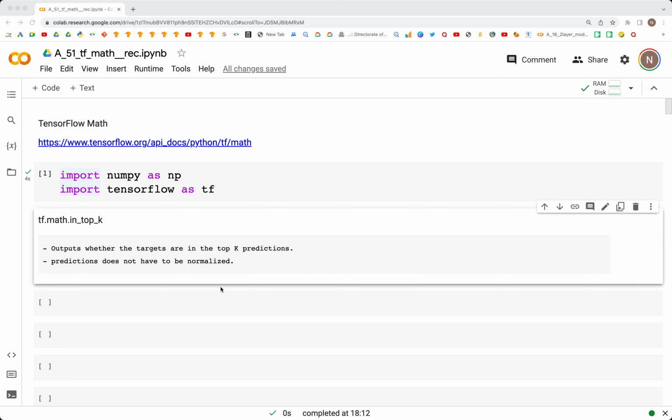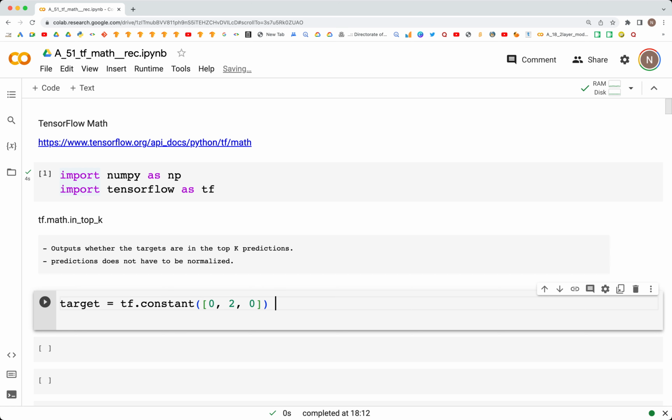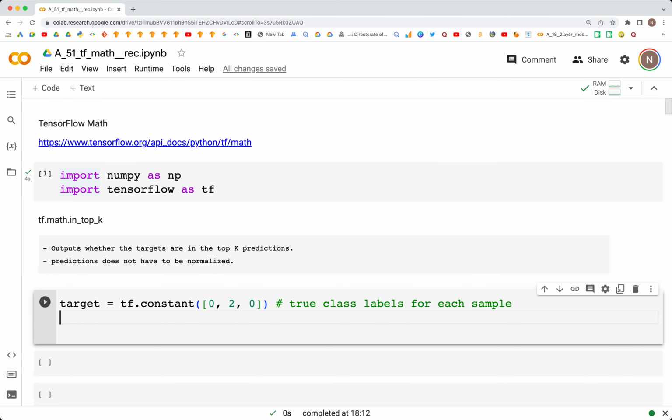If we look at an example, let's create a target, and this target will be representative of the actual class for that particular problem we are trying to solve. We have class 0 and then we have class 2. These are the true class labels for each sample. Each sample means each row.